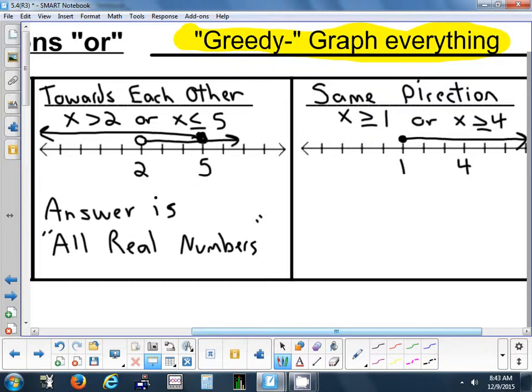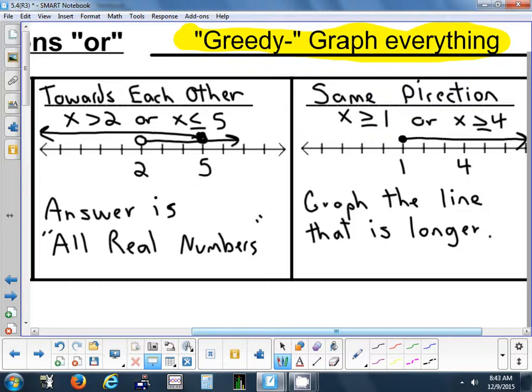So they're going in the same direction. Graph the line that is longer. And if you look at that, if I said I'm going to graph everything greater than or equal to 1, doesn't that automatically also include everything greater than or equal to 4? Yeah. So that's why we did it that way. You've also graphed everything greater than or equal to 5, greater than or equal to 6. You've graphed everything from 1 up. Okay?